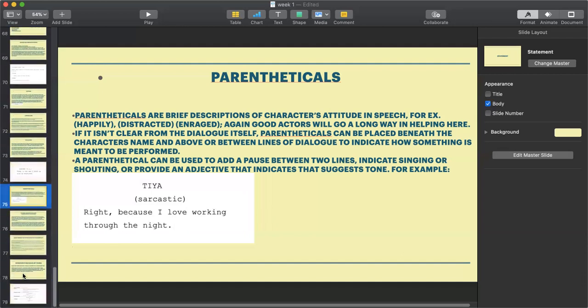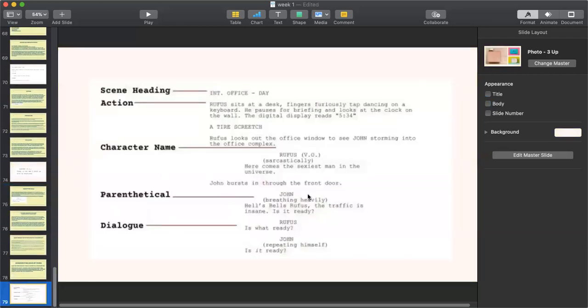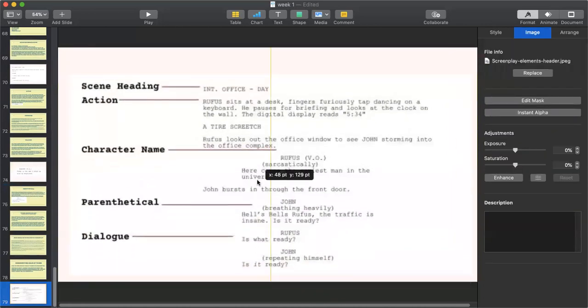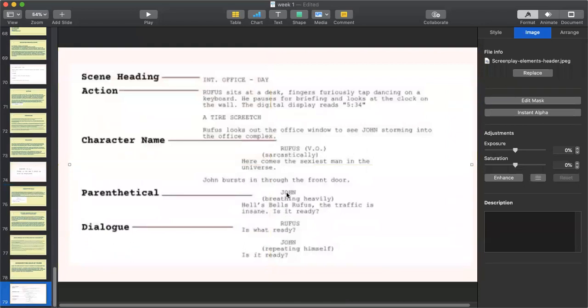I'll give you the example of parentheticals here. John, breathing heavily. So this is the parenthetical here. Okay, so John, the character name, when he's starting the dialogue, is breathing heavily. Hell's bells, the traffic is insane. Is it ready? Okay, he's talking like this. Again, Rufus, parenthetical, sarcastically. Here comes the sexiest man in the universe. You know, when you're reading this, you know how this character is going to speak.